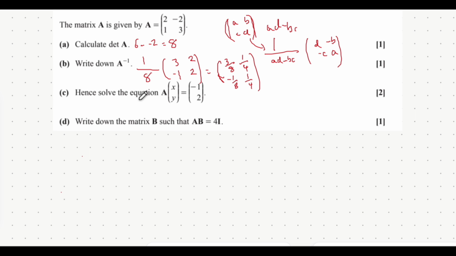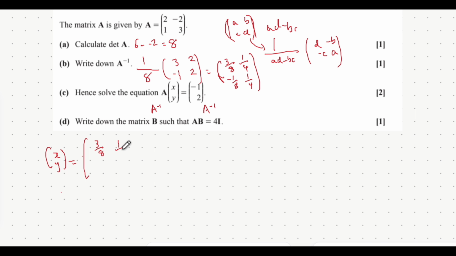Moving on to part C, it says solve the equation A times XY equals this expression here. So we're trying to solve it for XY. If we apply the inverse of A to both sides, that will cancel out the A on the left hand side and get you to the fact that XY can be given by finding the inverse of A, which is what we've already found here. So let's write that matrix out.